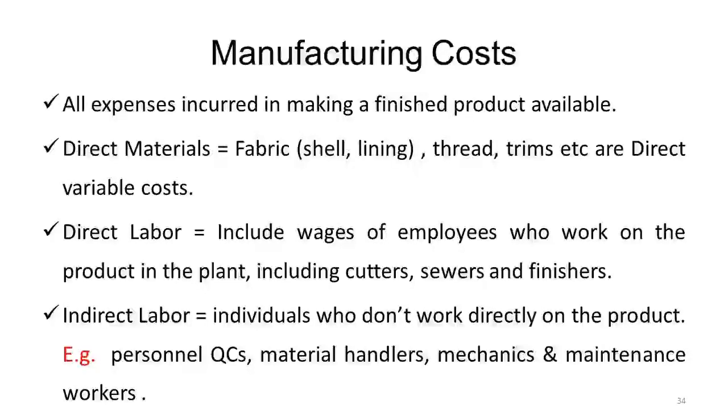But here, what we're saying is that all the people who are there in the factory, without which manufacturing cannot happen. So the cost of material and the cost of labor, all of that is going to be a part of the manufacturing cost. So manufacturing cost includes direct labor, but it also includes indirect labor. The indirect labor which is present in the factory.